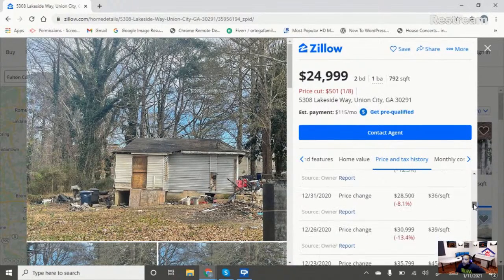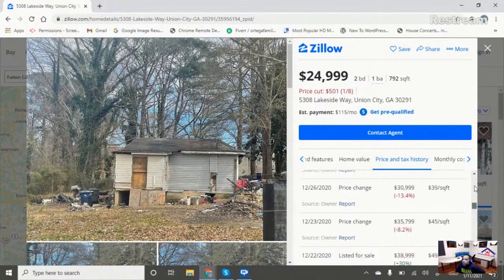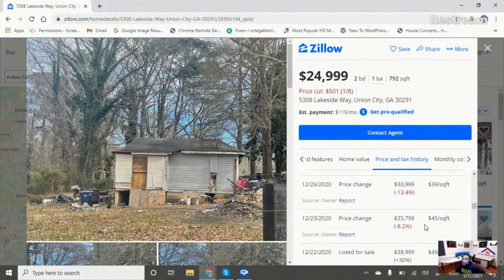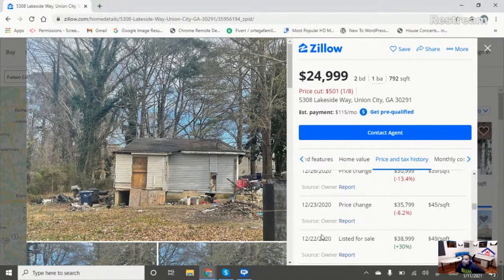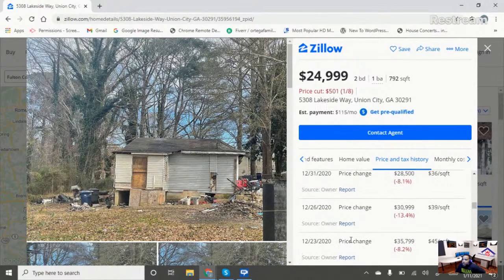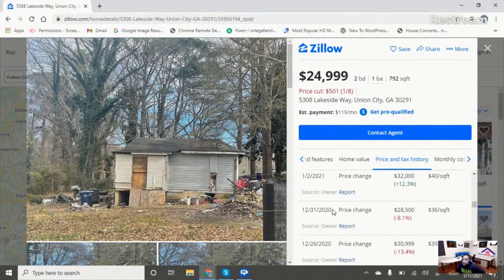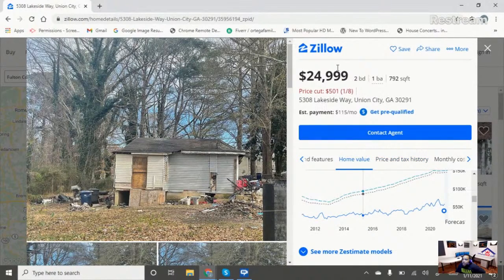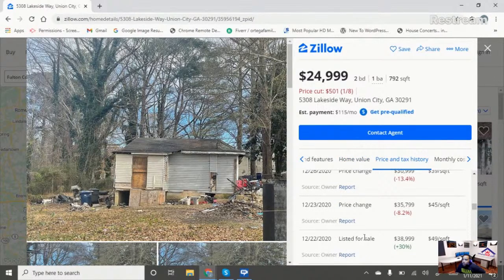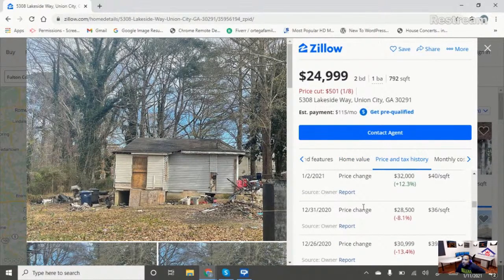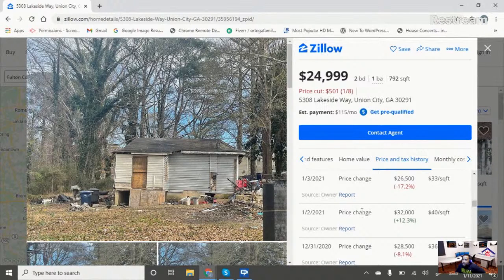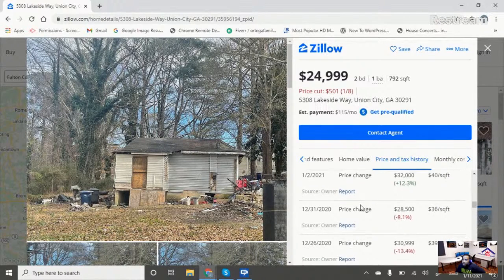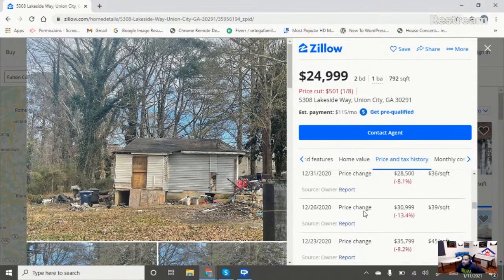All right, great. So with this one, you can tell that it was listed for sale, and then there was a price change the next day, and then another three days after, and then price change and price change and price change. If I didn't already know it was a wholesaler, I would say that's clear motivation. This person is dropping the price every what? Every two or three days, right? So that's clear motivation right there.